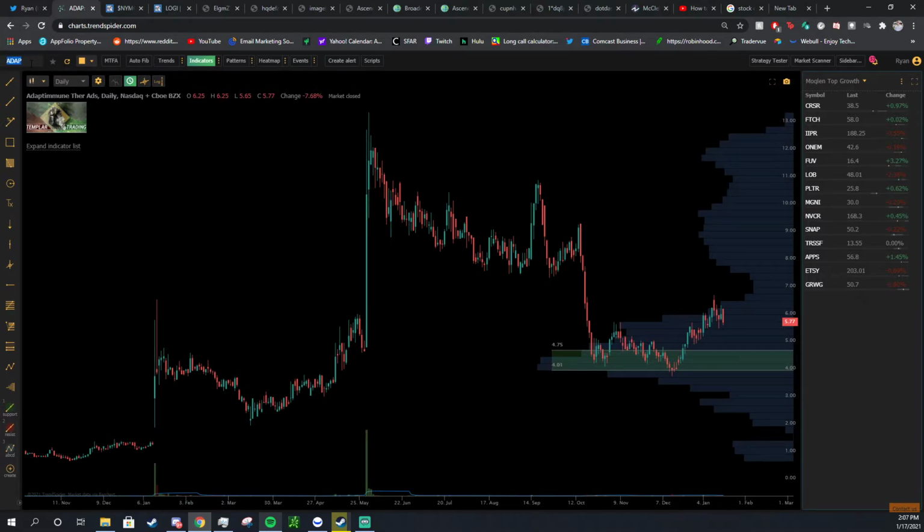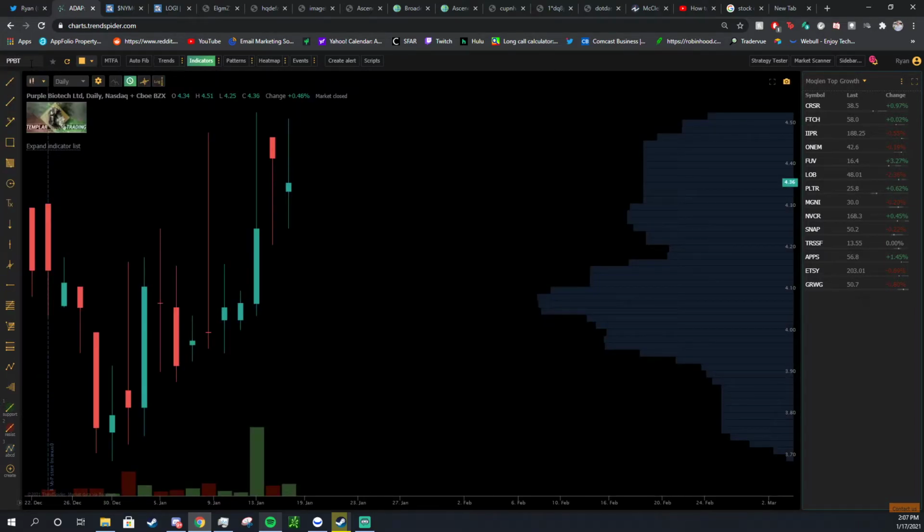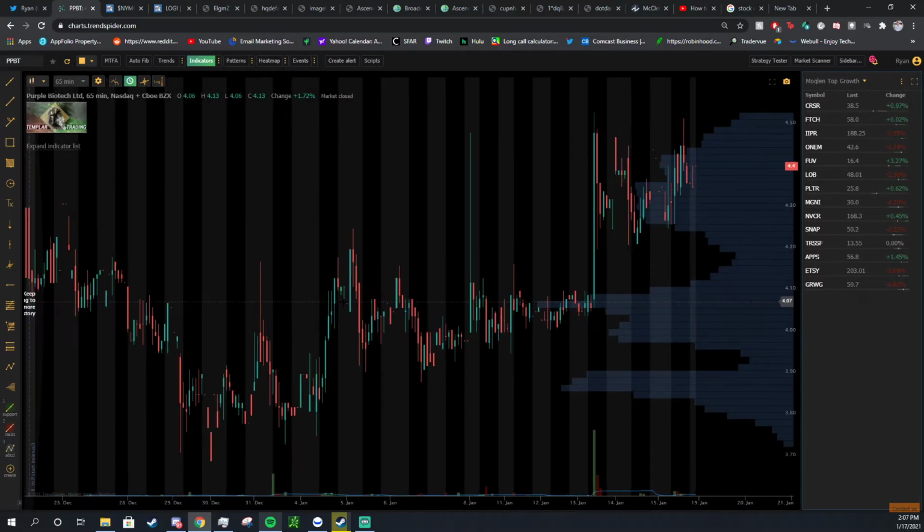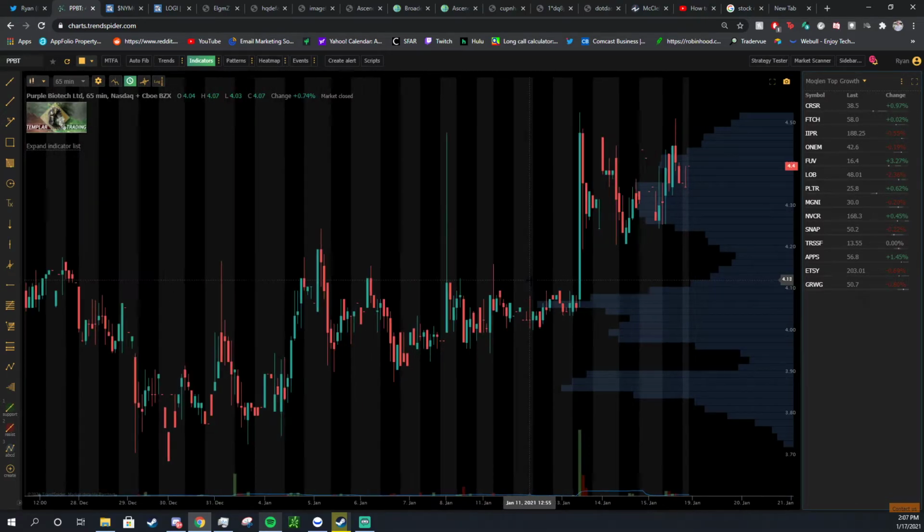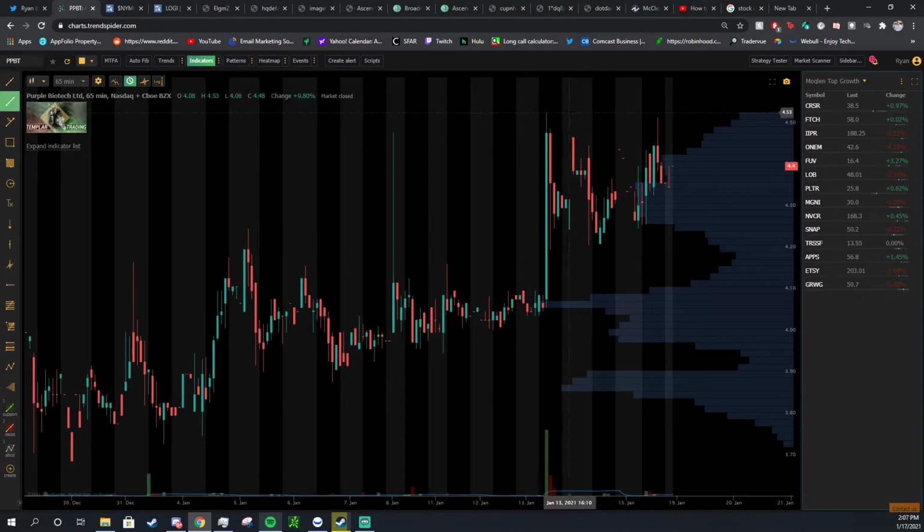PPBT. This is fairly new, it looks like. We'll go 65 minute. That looks like a pretty loose flag to me. I'd probably go like this, because you can see the volume shelf is here. So most of the shares have been bought and sold in this range.